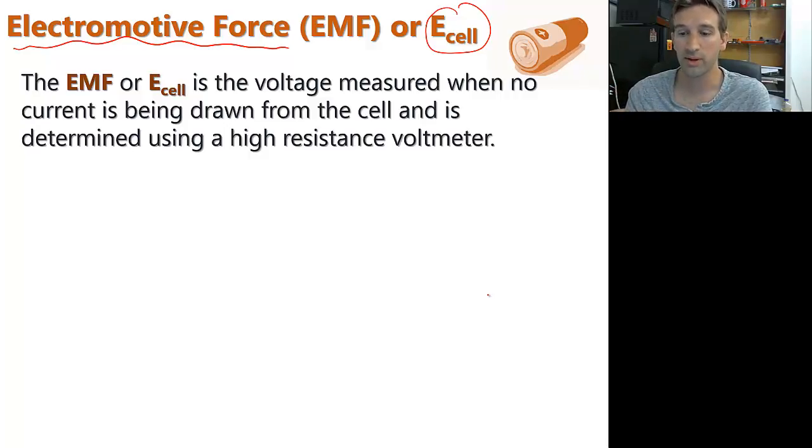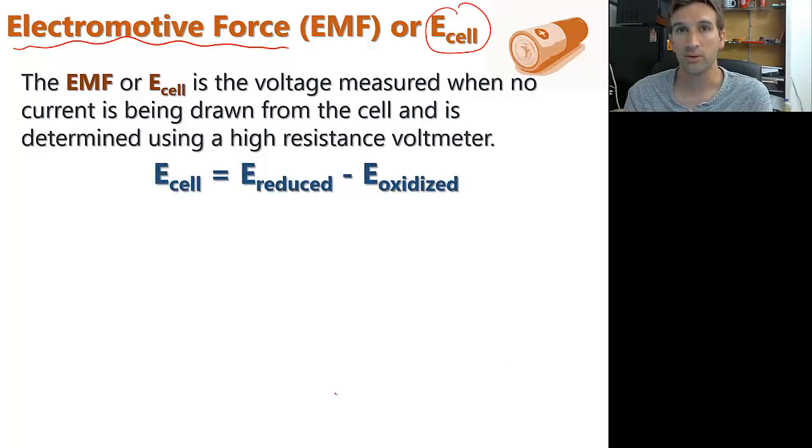We measure this with a high resistance voltmeter, and this is the equation that we can use in order to determine the cell potential. We look at the reduction potential of the chemical being reduced and subtract away the reduction potential of the chemical that is being oxidized.